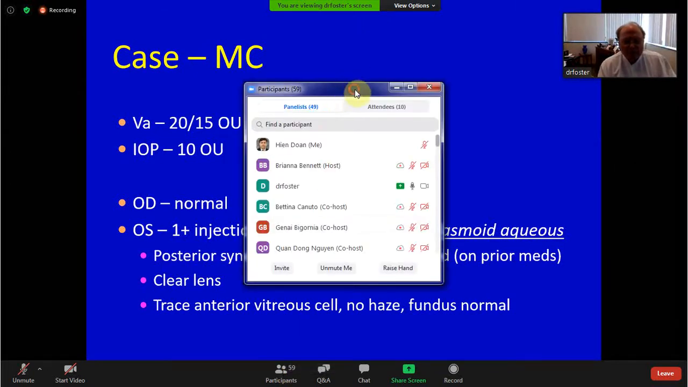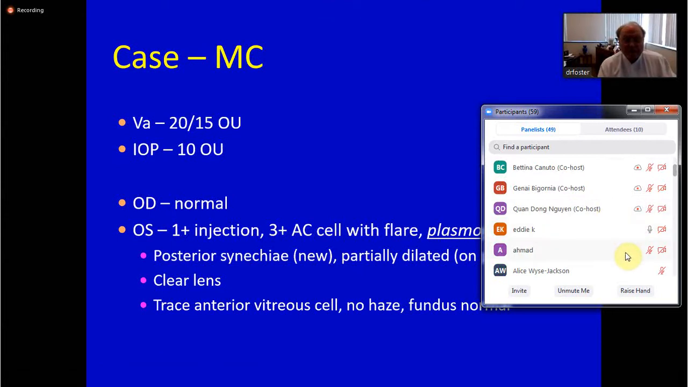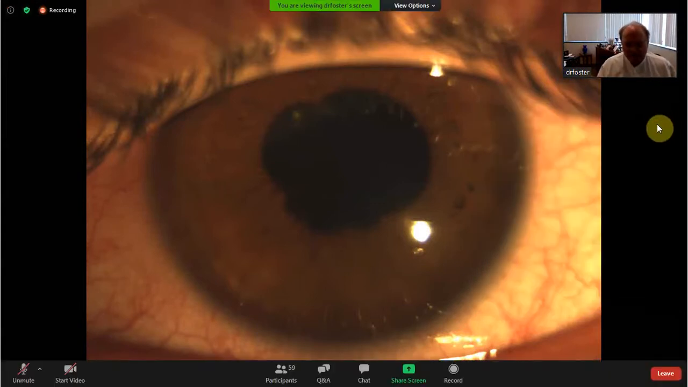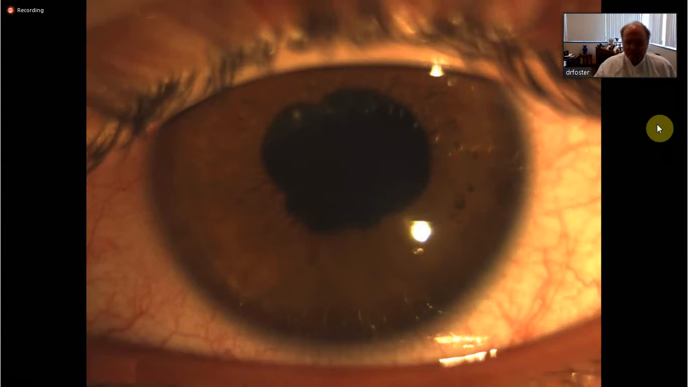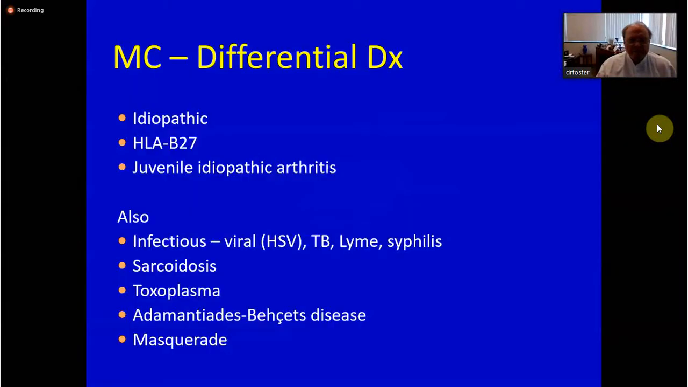His vision was very good and his pressure was normal, but at the time that I saw him, he had 1+ injection with 3+ cells and flare in the anterior chamber with a plasmoid aqueous. There were new adhesions between iris and lens, and his lens was clear, but it was also clear that he had some cells in his anterior vitreous. So here he is. You can see that there are areas in the pupil that are irregular, because of sticking to the lens. You can also see the ciliary flush that he has here. And the arrows are pointing to the posterior synechiae.